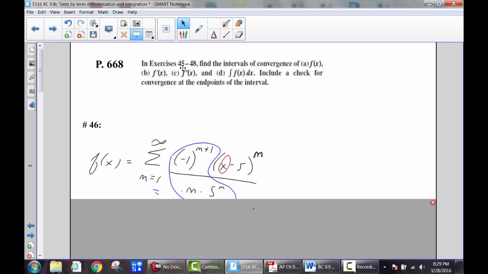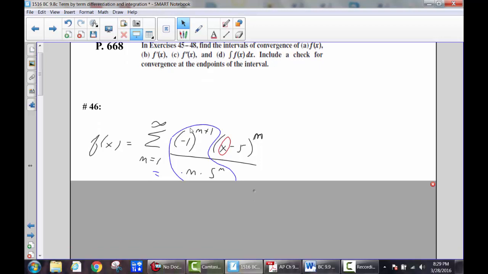Okay, so here's an example in numbers 45 through 48. It says find the intervals of convergence for f of x, f prime of x, f double prime of x, and the integral of f of x dx. Include a check of convergence at the endpoints. Okay, so there's two things we're going to be doing here: getting a new series and determining the intervals of convergence.